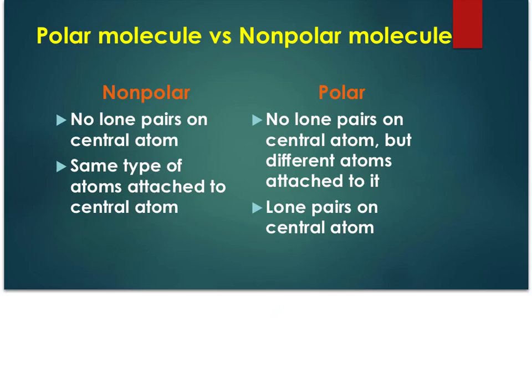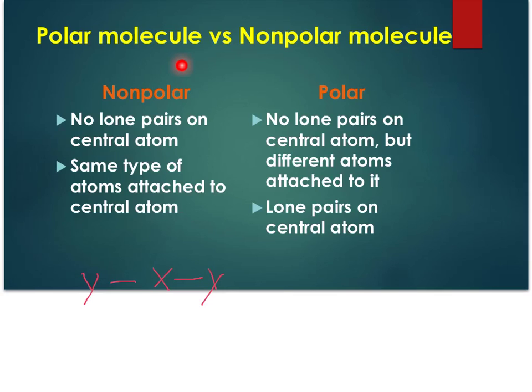Now, if we have our central atom, let's use X as our central atom. So I have my bonded groups. I have 2 bonding groups. I have no lone pairs on it. If I have no lone pairs on the central atom, it's going to be non-polar. Also, I need to have the same type of atoms attached to the central atom. So we have X, 2 Y's attached to it, 2 bonded groups of Y, so they're the same. No lone pairs, so this is going to be non-polar.